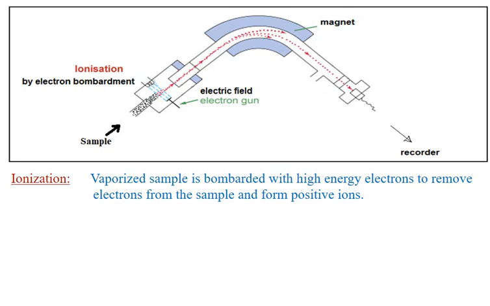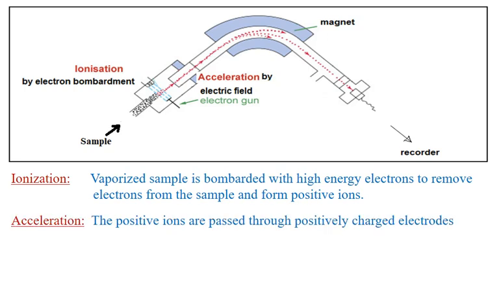So the first step in this analysis is the sample, which is a vaporized sample, is hit or bombarded by high energy electrons. This removes electrons from the sample and forms positive ions. Now the positive ions go through an electric field, and what happens in the electric field is that they are accelerated by the electric field. So the next step is acceleration of the ions.